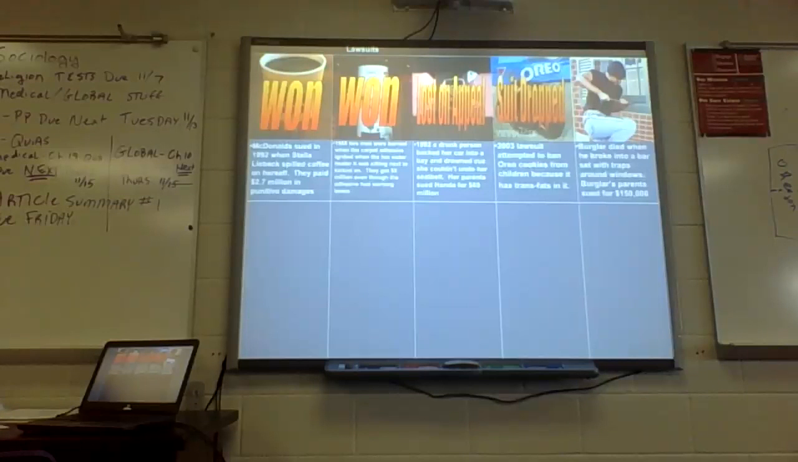A burglar dies. Remember, a burglar is someone who breaks in. A burglar dies when he breaks into a bar, and the bar is set with traps. What I can tell you exactly is that the owner of the bar had shards of glass from broken bottles, so that when he breaks in and gets in, he falls on the shards of glass and bleeds to death. Okay, so he dies. The parents of the person that broke in sue the bar: you killed my son. There it is.